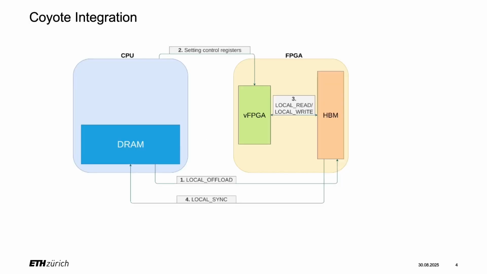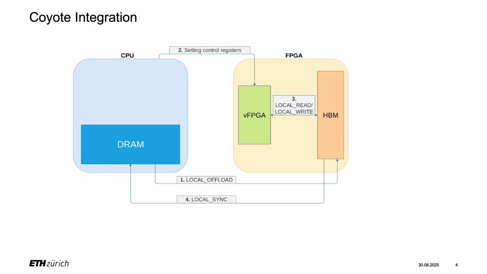Our Coyote workflow is illustrated in this figure. The CPU first offloads data from DRAM to the FPGA HBM. It then configures the accelerator by writing to control registers, which are connected to RepGem from the previous slide. Through Coyote, the FPGA reads and writes from HBM to provide data for computation. Once computation is completed, the CPU transfers the results back.